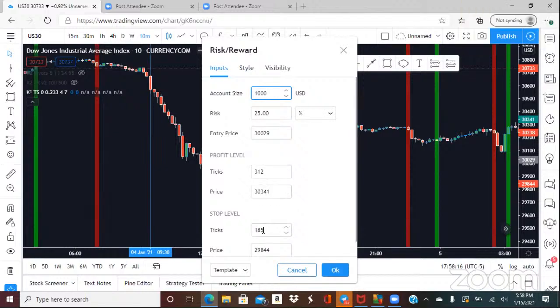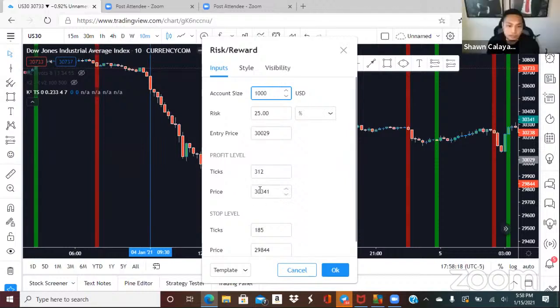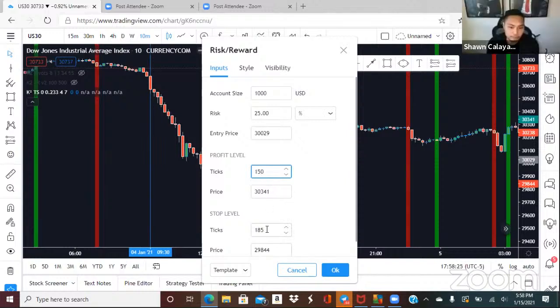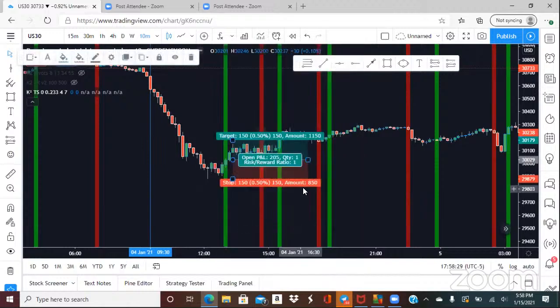Am I putting it under price? Yeah, on ticks. So ticks is 150. Yeah. So that'd be equal to 1500 pips. And then just hit OK. Yep. And there you go.